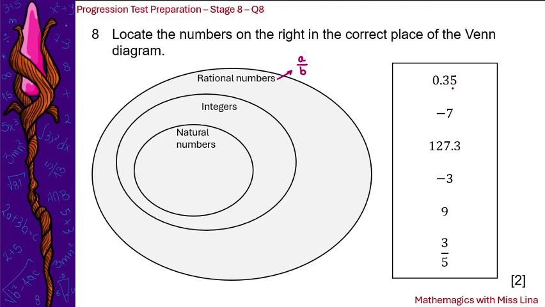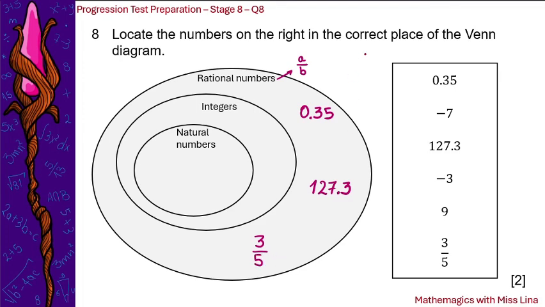For example, 0.35 would be a rational number. It doesn't go into the integers because integers don't talk about parts. So we are just going to put the ones that express parts, like decimals and fractions, in this one: 127.3. And also the 3/5.